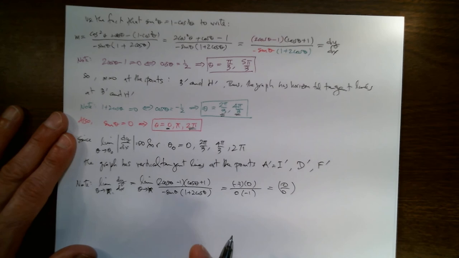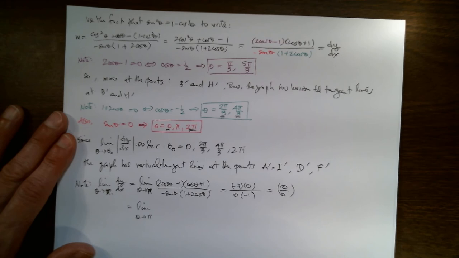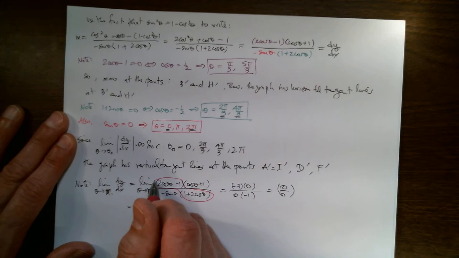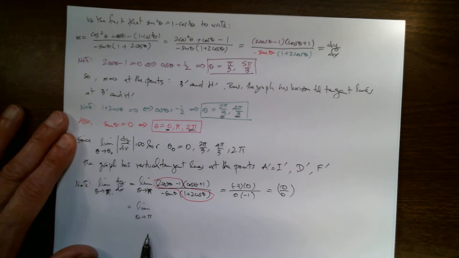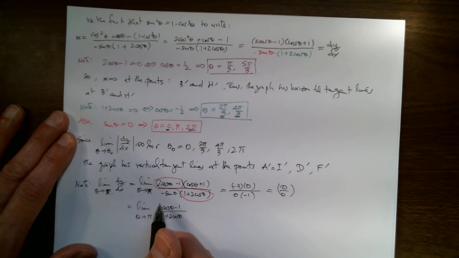To investigate its value, let's rewrite the limit as a product of two limits. As theta approaches pi, I'm going to first consider this ratio, because it's not an indeterminate ratio as theta approaches pi, because the 2 cos theta minus 1 is approaching minus 3, and 1 plus 2 cos theta is approaching minus 1. So this is not indeterminate.